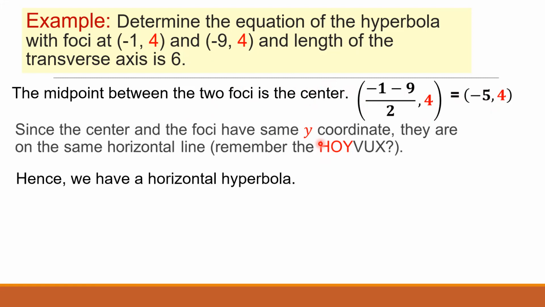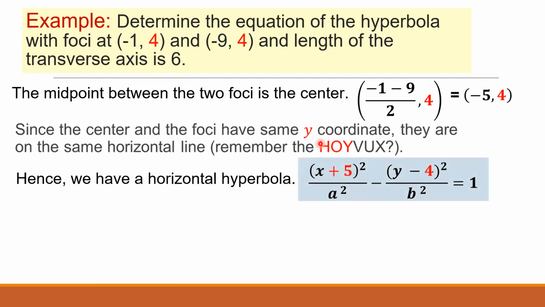So kung horizontal yung hyperbola natin, that means ganito yung equation. Si x yung may positive kasi si x yung nasa ibabaw ni a squared. So si x plus 5 squared, yun yung nasa itaas ni a squared and not the y minus 4. Si y minus 4 squared, siya yung nasa taas ni b squared. Siya yung nag-positive kasi we have a horizontal hyperbola. That's how important that is. Eh, paano yung a squared? How do we find that? Using the length of the transverse axis.